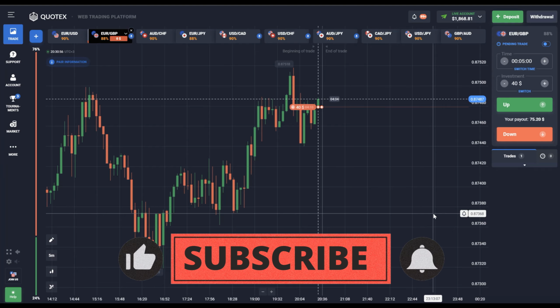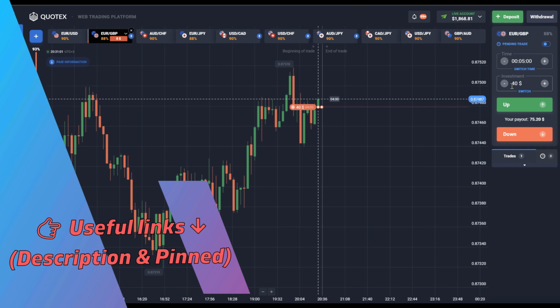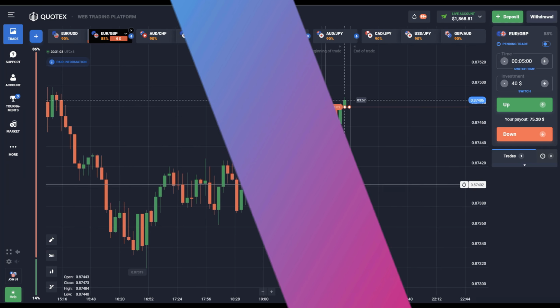Today I'll show you my trading session using support and resistance at Quotex. We'll be trading with a 5-minute expiration. The bet amount is $40. I have already opened the first trade.